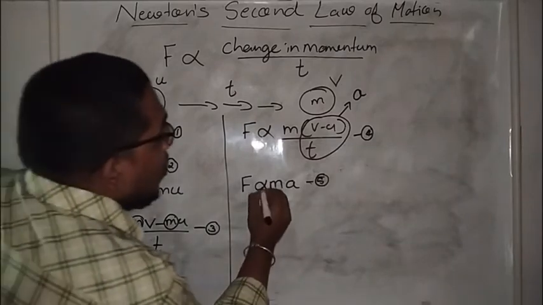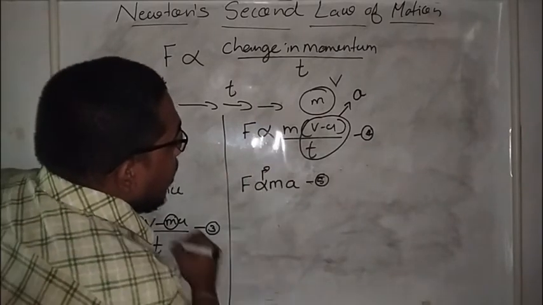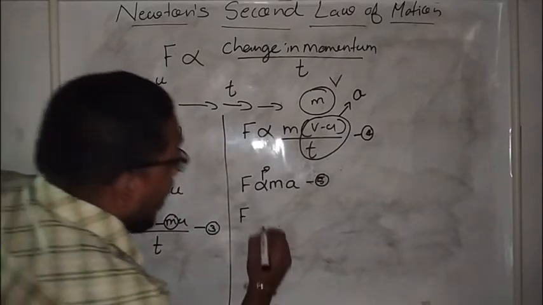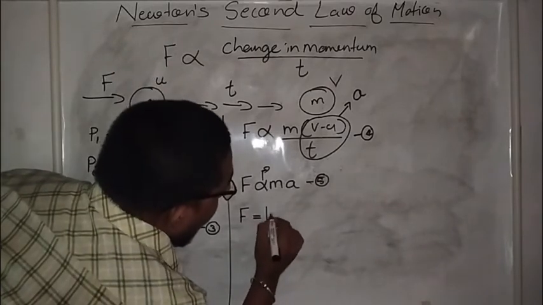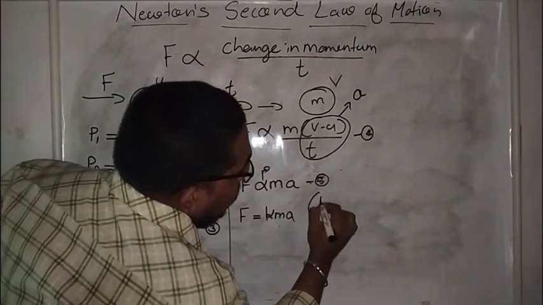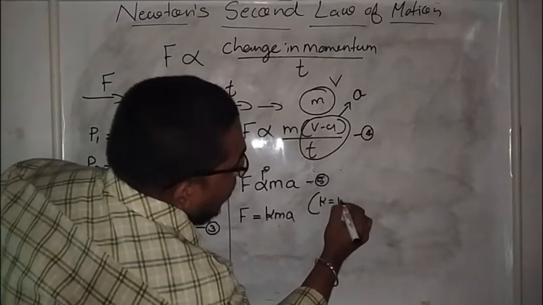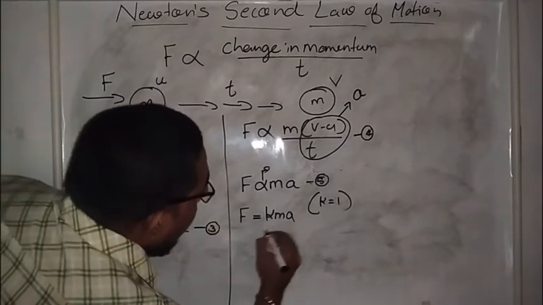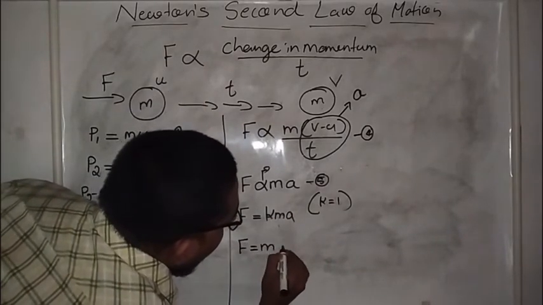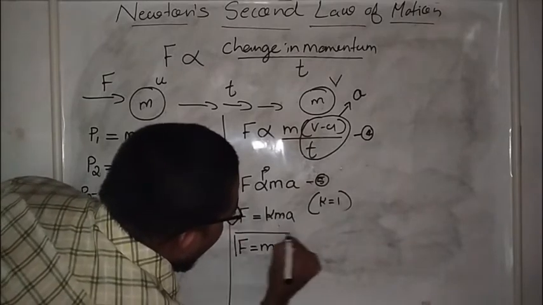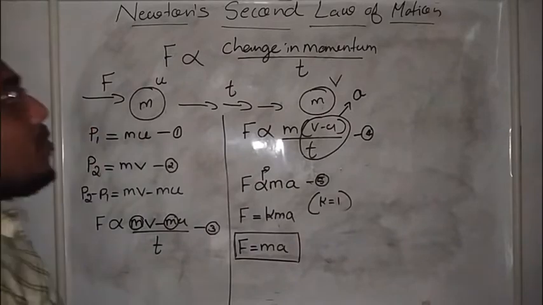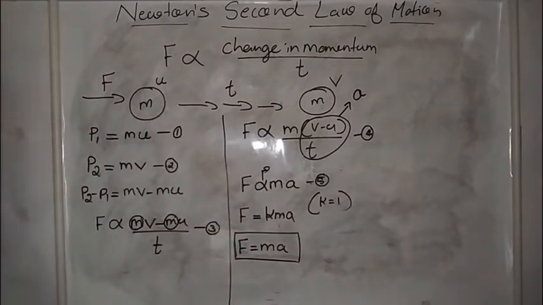Right? Now we want to remove this proportionality sign. Therefore we use a constant called k. F is equal to kma, and the value of this constant k is 1 in SI unit. Therefore, this equation becomes F is equal to ma. It's an important expression that we get from Newton's second law of motion.